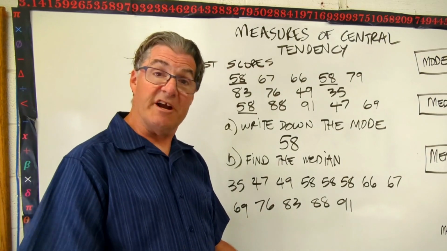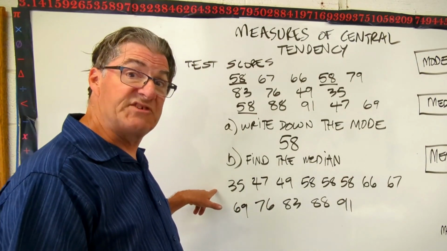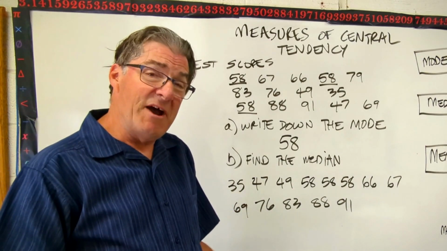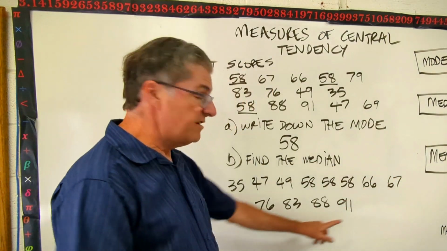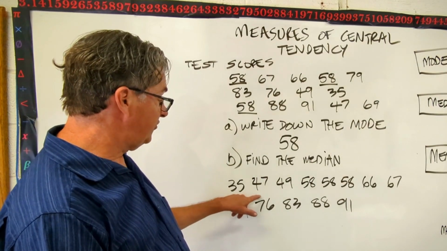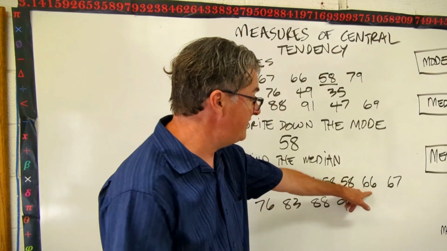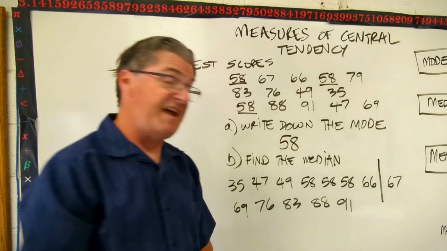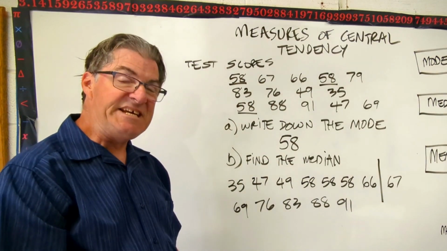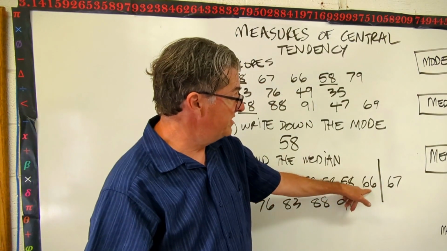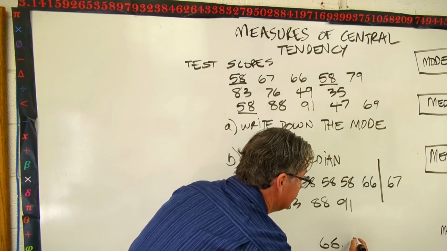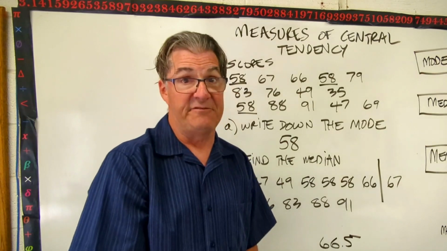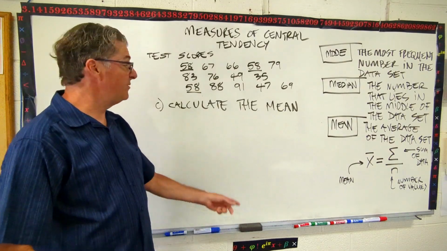Okay, the special trick is to write the test scores in order. That's really the only way we can know the median. So now I've got all 14 scores written down in order. Let's just count out 1, 2, 3, 4, 5, 6, 7. So the middle is right there. Now, there is no median value; we're halfway between 66 and 67. So the median is going to be 66.5.